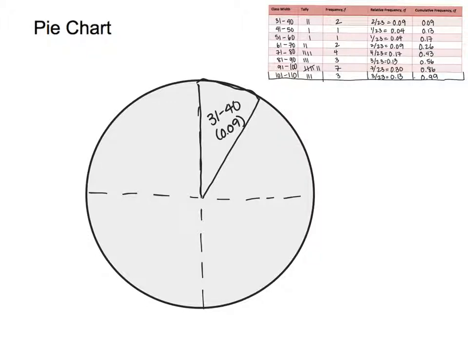And then this second part here, I'm going to look for a value that might be similar to it, and it's this one here, which is for the 61 to 70. Let me cross out the ones that I've already done, so that way I don't get confused. So 61 to 70 is also 0.09, so about the same piece. Try to make the same size. So that is 61 to 70, 0.09.